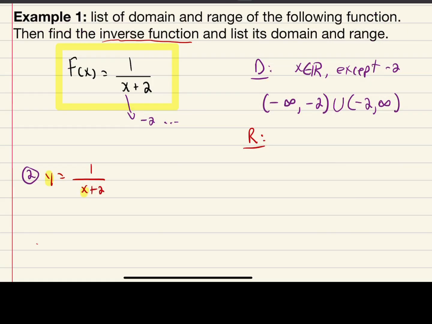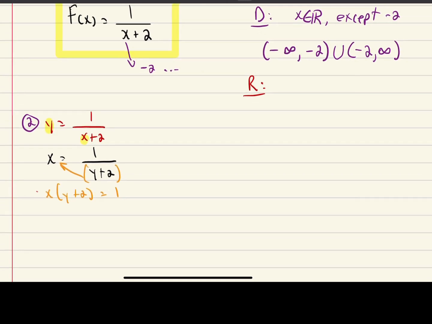Like we did previously, we're going to swap the y and the x. So it's going to be x equals 1 over y plus 2. Then to solve this, I'm going to put brackets around y plus 2 and cross multiply. That gives me x times (y plus 2) equals 1. Then I'm going to FOIL out this bracket, which gives me xy plus 2x equals 1.